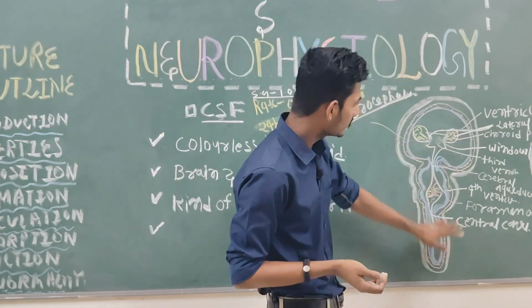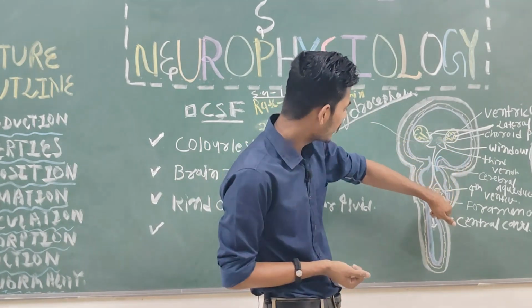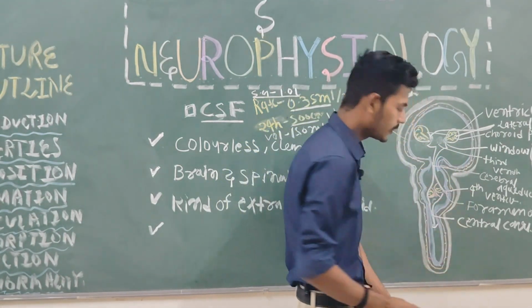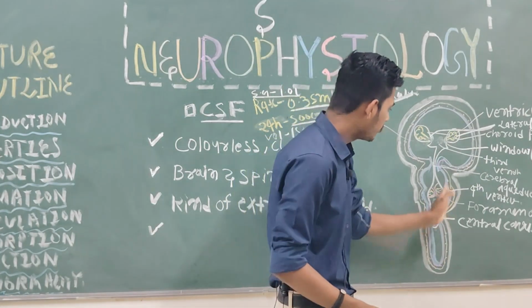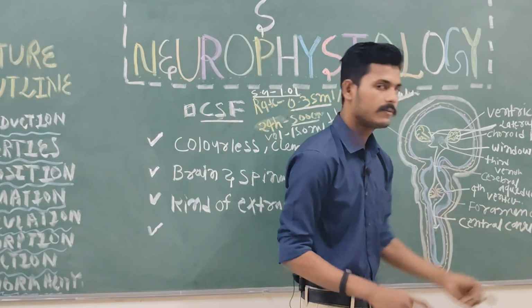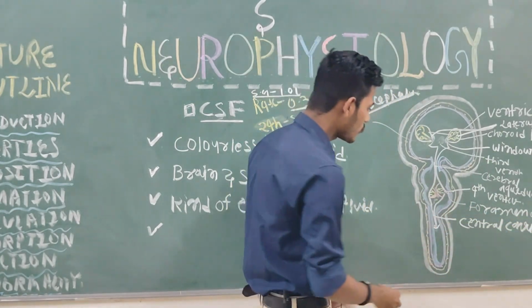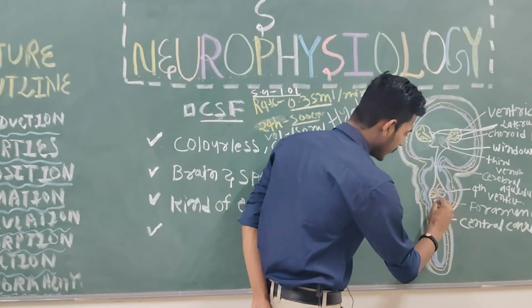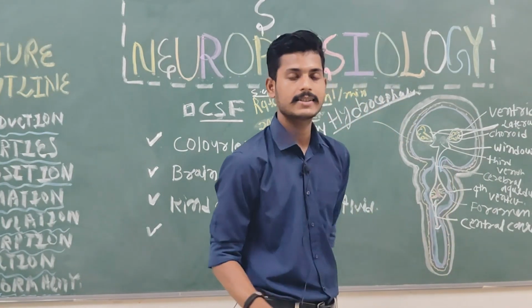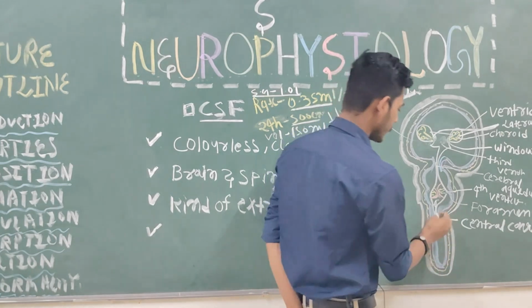Now come once again to the diagram. We are discussing the ventricles, and we are here at the fourth ventricle. Now the fourth ventricle communicates with the subarachnoid space via the foramen of Luschka, and there is one more foramen present here, which drains into the central canal, and this is termed the foramen of Magendie.